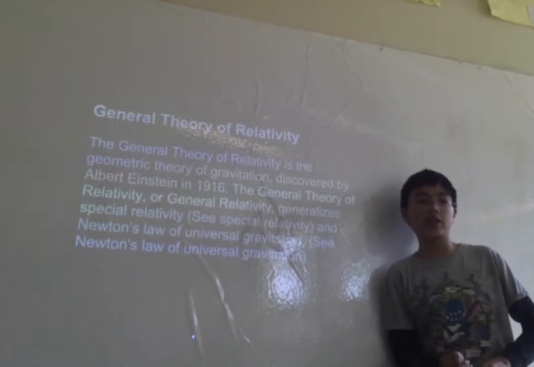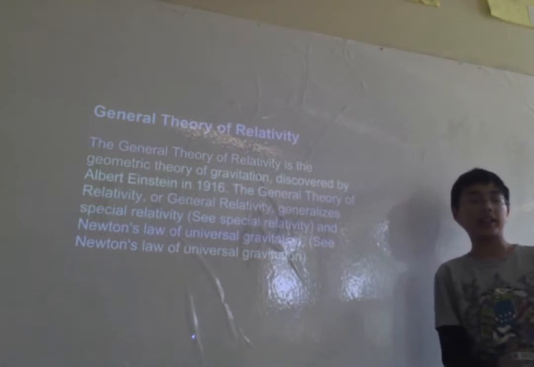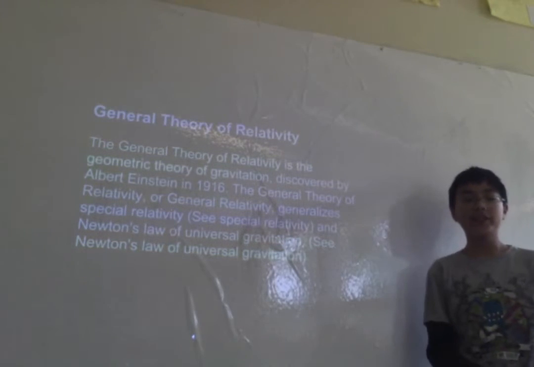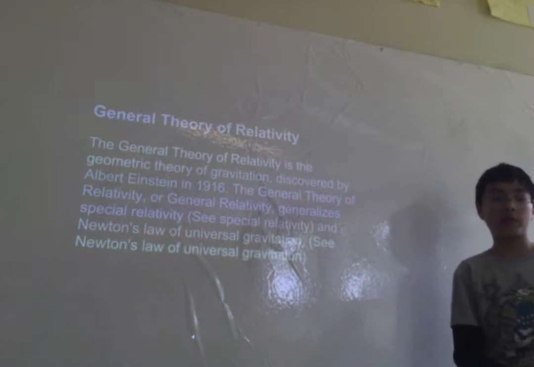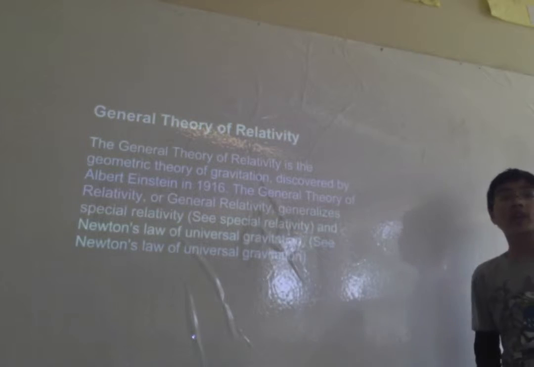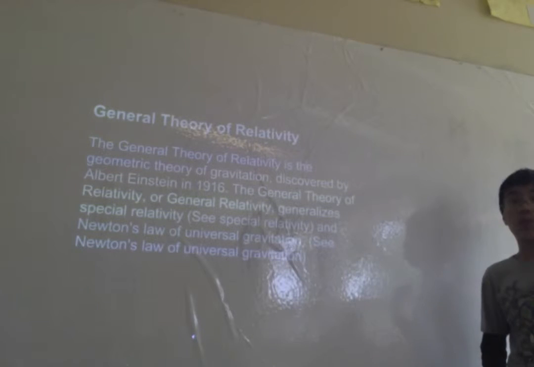Now, here is another thing. The general theory of relativity, discovered by Albert Einstein in 1916, generalizes special relativity and Newton's law of universal gravitation. And what does that mean? Taking the special theory and making it general. Basically, generalizing it makes it work for everything instead of just one simple equation, one simple distance.